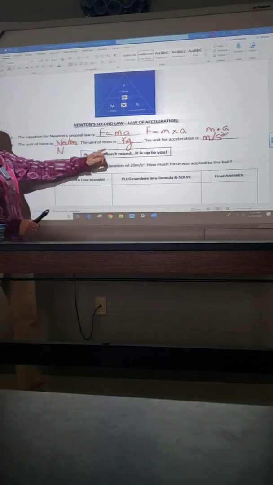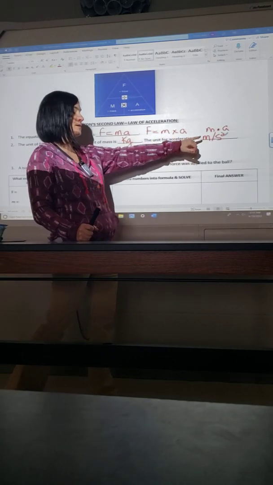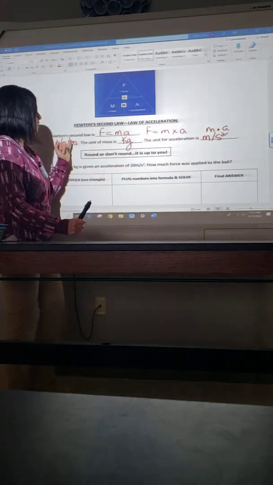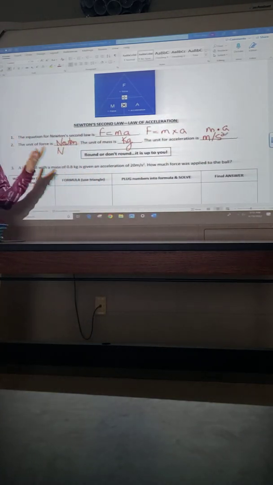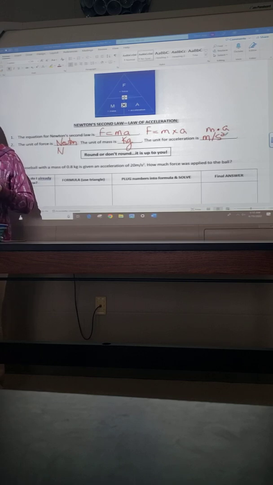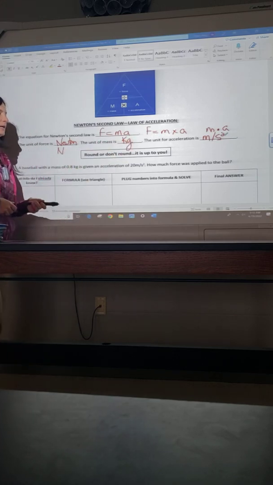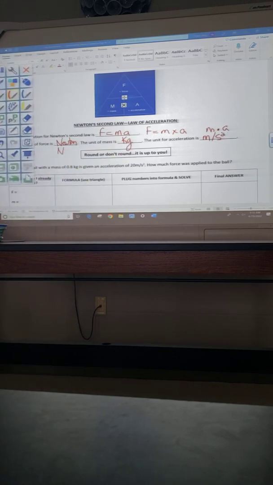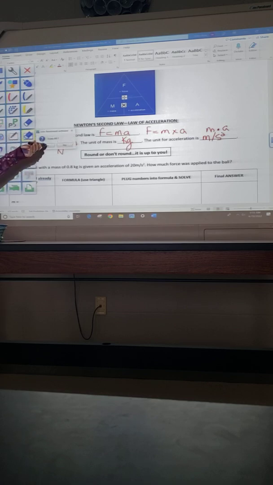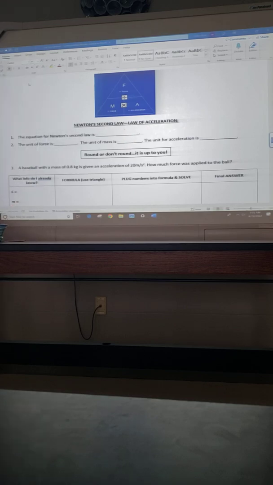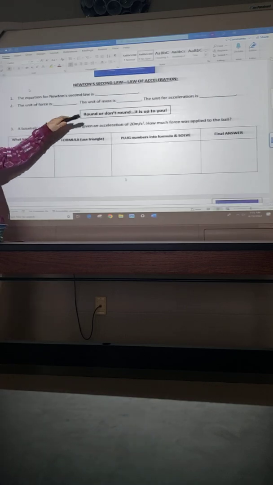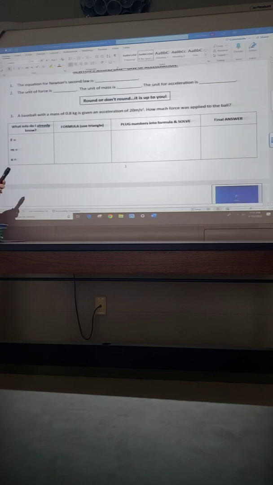Okay, and it's really because a kilogram specifically times a meter per second squared is what our Newton is. So we can't substitute those for anything else, or we wouldn't be getting the Newton. We'd be getting a big version of the Newton or a small version of the Newton, but there is no such thing. So we have to follow exactly what makes that Newton up, which is the kilogram and the meter per second squared, right? I put in here round or don't round, it's up to you, so whatever you're comfortable with.